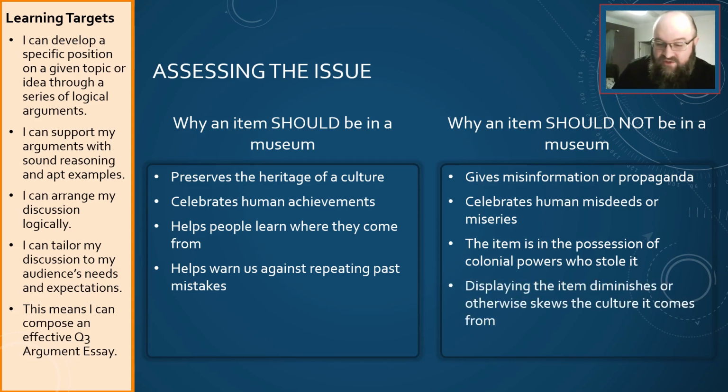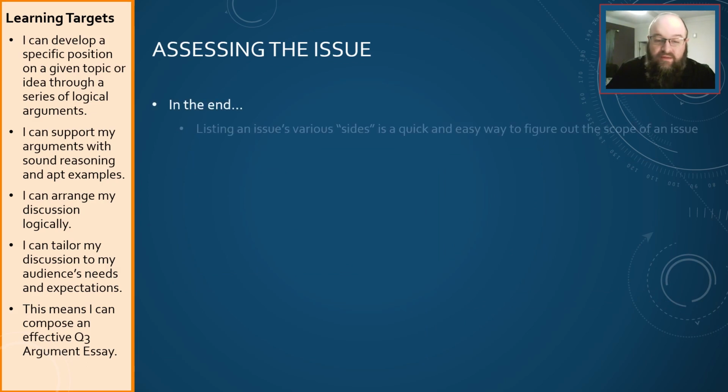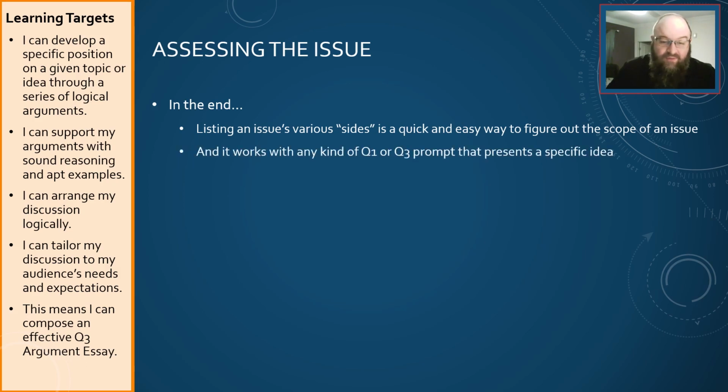And lastly, if the item or artifact in any way diminishes or otherwise skews the culture it comes from, if it's presented in such a way that paints the culture in a light that's not true or designed to make that culture look diminished or deride them in some way, then it's not appropriate for a museum. So in the end, this simple technique of listing an issue's various sides is a quick and easy way to figure out the full scope of an issue, and it works with any kind of Q1 or Q3 prompt that presents you with a specific idea to take a position on.